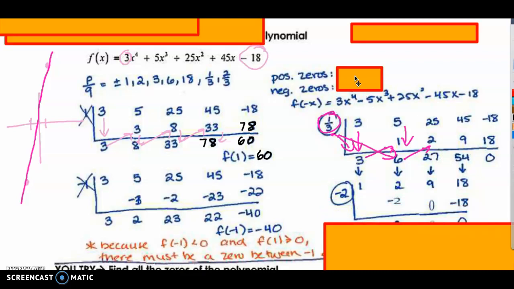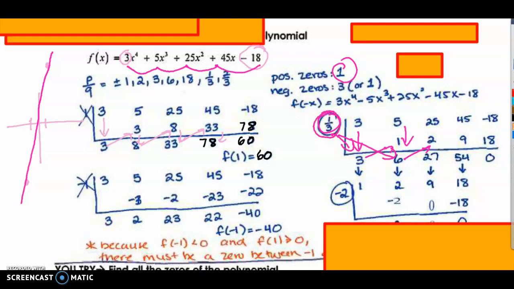Now, here's where the positive and negative zeros come in. So how many positive zeros are there? Well, let's look at the sign changes. Usually you can do this first, or you can do it when you need it. I usually do it when I need it. So no sign change, no sign change, no sign change. Oh, 1 sign change. That means there's 1 positive zero. Now that I've found my 1 positive zero at 1/3, I'm not going to try any more positives because I know that there's only 1.